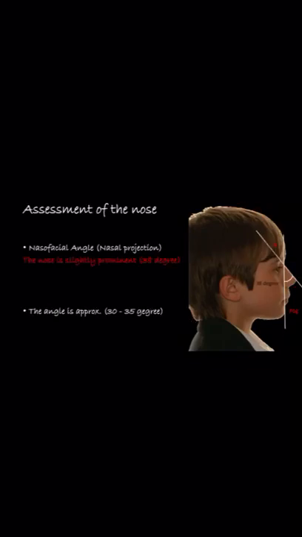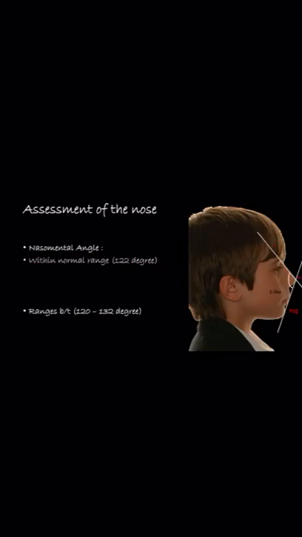And assessment of the nose. Nasofacial angle or nasal projection, the mean value here is 30 to 35 degrees, and so we can see the nose here is slightly prominent because the angle is 38 degrees. Then we have nasomental angle. The nasomental angle ranges between 120 to 132 degrees. So in this patient it is within normal range. It is 122 degrees.